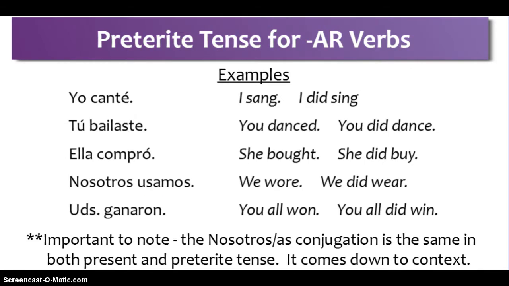So let's take a look at some examples. Yo canté. I sang or I did sing. Notice the pronunciation and the accent mark in the written word. Yo canté, not yo cante. You have to put the emphasis on the accented syllable, and you have to make sure to write that accent mark. Tú bailaste. You danced or you did dance.